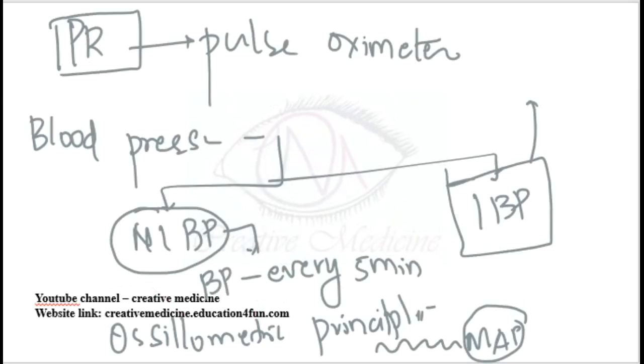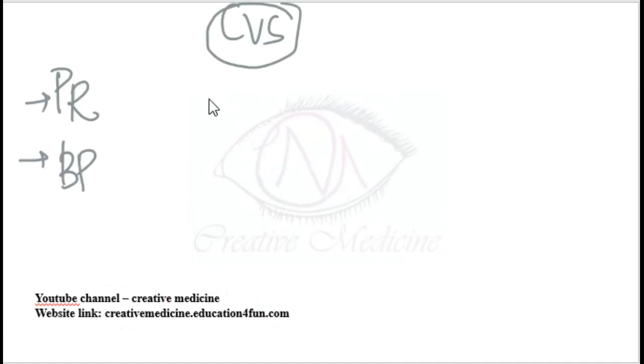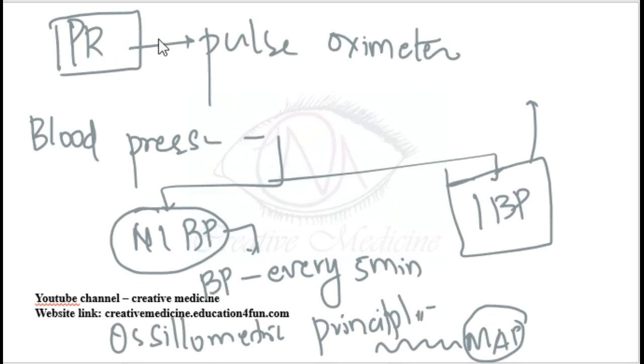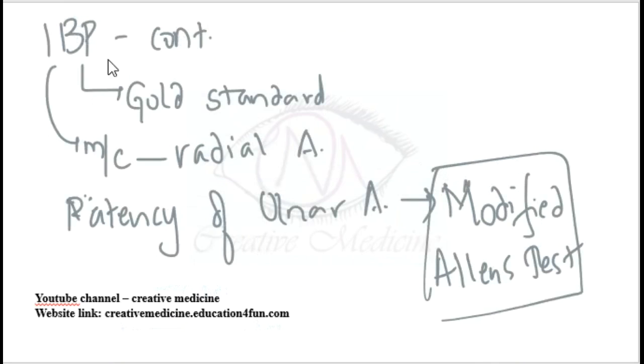So in cardiovascular monitoring, we have the following parameters: pulse rate, blood pressure, electrocardiogram, CVP, central venous pressure, then pulmonary artery cannulation, and echocardiography. First, pulse rate is measured with the help of pulse oximeter. Blood pressure can be non-invasive or invasive. Non-invasive blood pressure is measured every 5 minutes by oscillometric principle. By this we measure the mean arterial pressure, whereas invasive blood pressure is the most important and it is a gold standard method. In invasive blood pressure we continuously measure the blood pressure.